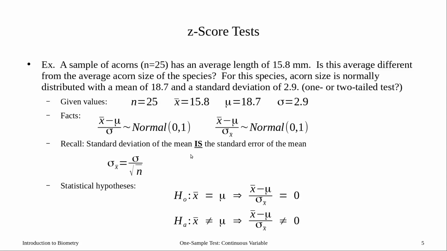So now that we've gone over the tails, let's introduce the z-score tests. I'm going to use the example that we gave a couple slides previously. We have a sample of acorns that has an average length of 15.8 millimeters. Is this average different from the average acorn size of the species? For this species, acorn size is normally distributed with a mean of 18.7 and a standard deviation of 2.9. First off, based on this question, is this a one-tailed or a two-tailed test?